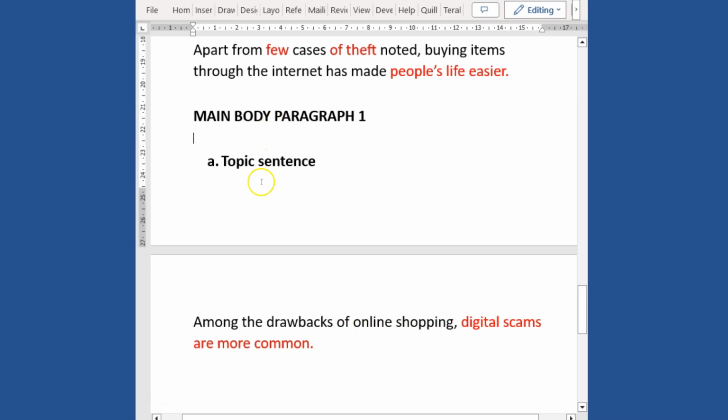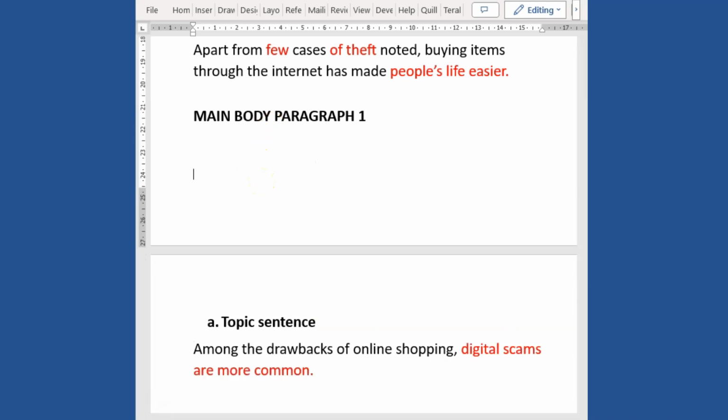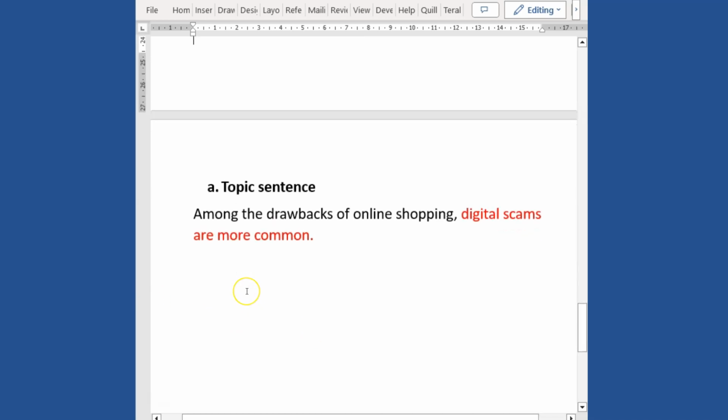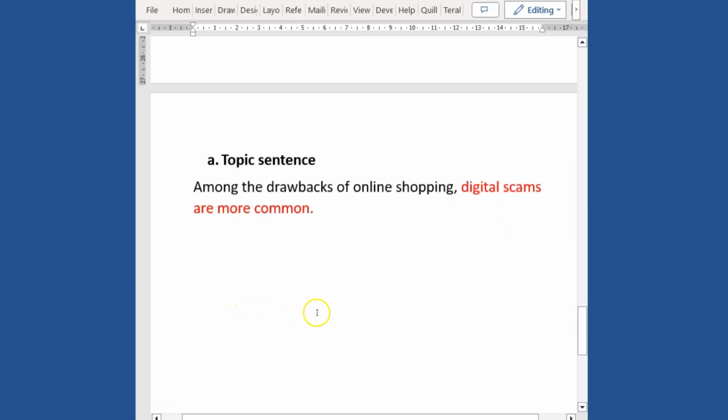Topic sentences actually open up the whole paragraph. It tells the reader that this is what the whole paragraph is about, and that's how I started this particular essay. So what I need to do is just explain why digital scams are more common online. All right, so that's what I'm going to explain now. So I just move on to the explanation sentence.